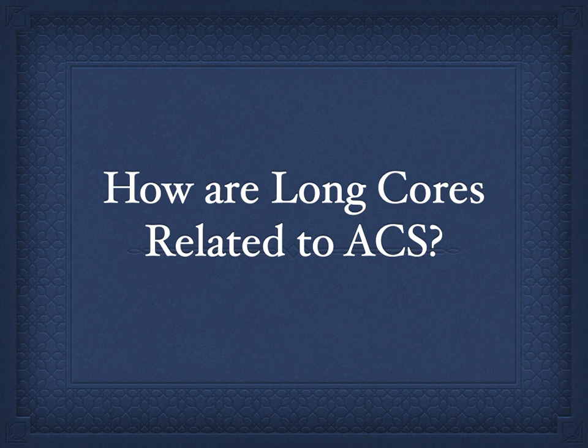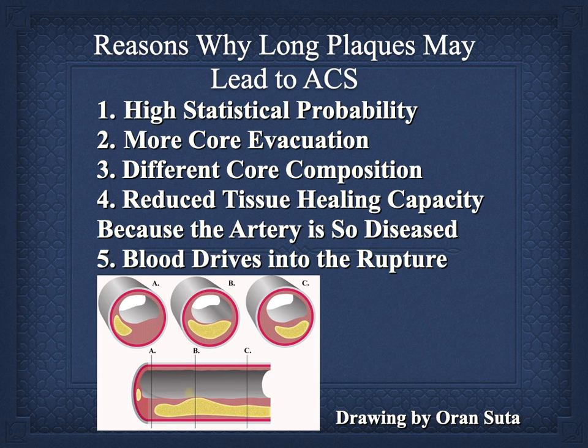So how are long cores causing ACS, or related to it? And it's a higher statistical probability. The composition may be different. We did entertain failed healing. Blood may still be driving out more core. But we needed to look at this.